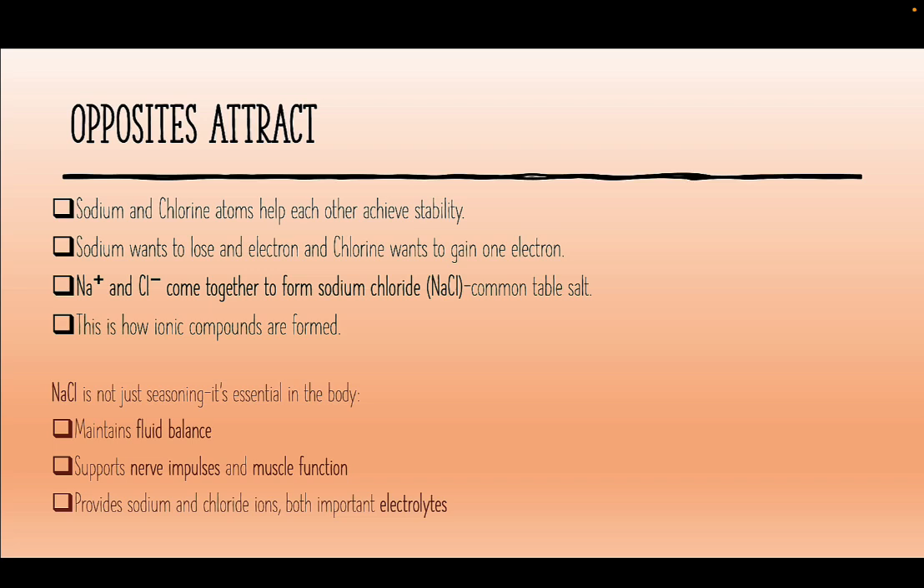But if we take a Na+ and a Cl- and bring them together, the positive on the sodium and the negative on the chlorine will cancel each other out to form sodium chloride, which is common table salt. And this idea of taking positively charged ions and matching them with negatively charged ions is the basis of the first class of compounds that we're going to be looking at, which is ionic compounds, compounds formed by ions. NaCl is not just used as table salt, it's essential in the body.